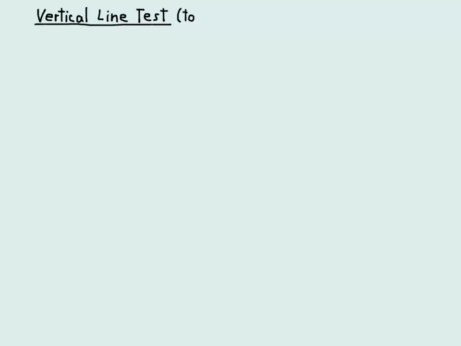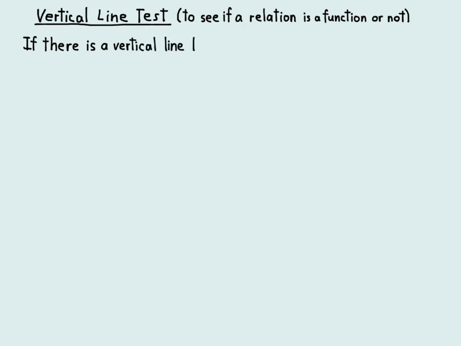Okay, a vertical line test. It's a test to see if a relation is a function. So if you're asked, is this relation a function, and you have a graph, you could use this thing called a vertical line test. And it really just comes directly from the definition of a function. It's just looking at it slightly differently.